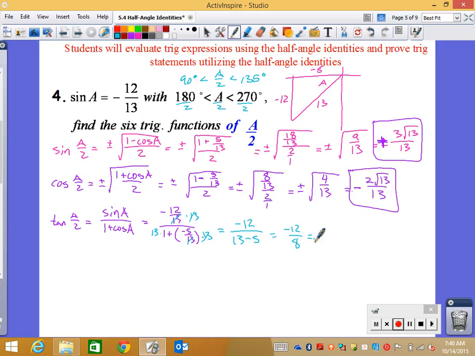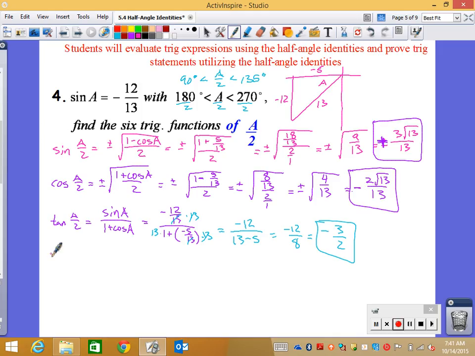Well, 8 goes into 12, so we'll get canceling out some 4s here. So you get negative 3 over 2. Don't have to worry about the sign of it. It just automatically does it for us. Now to find the other three, cosecant, secant, and cotangent, I just need to take the sine, cosine, and tangent of my half angles and flip them. Because that's all they are. They're just reciprocals. So let's start with cosecant.